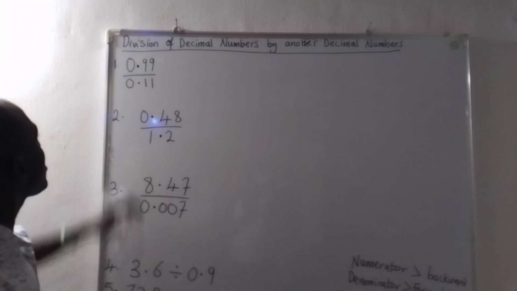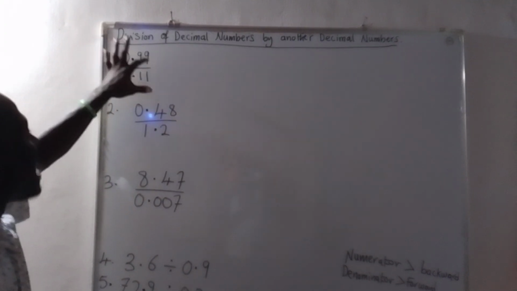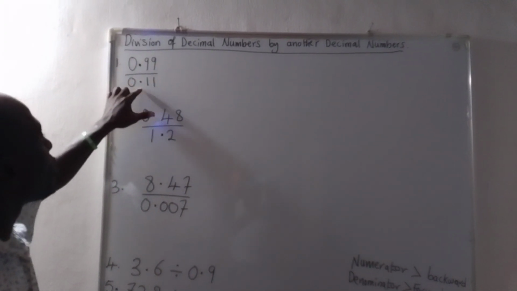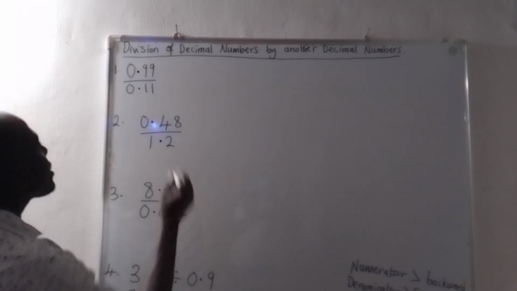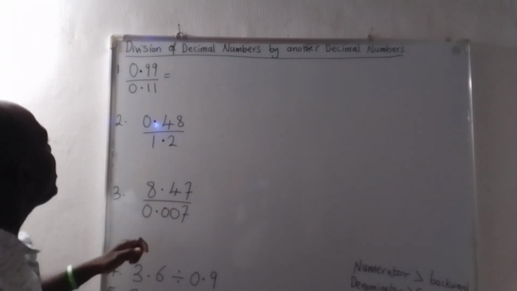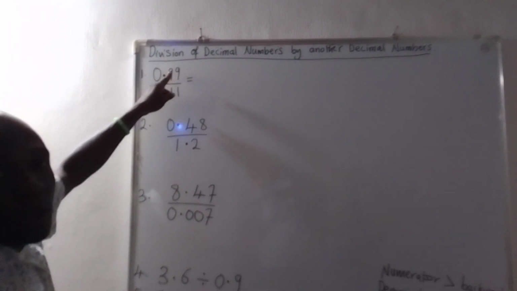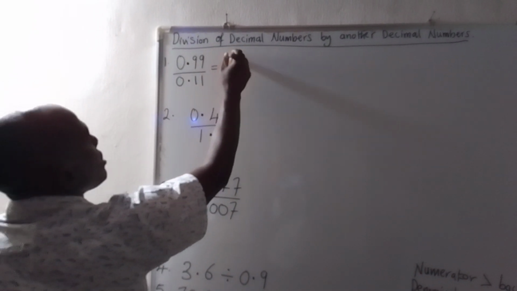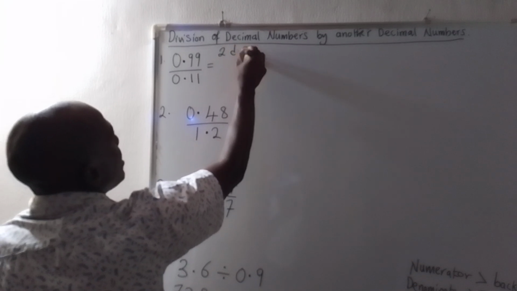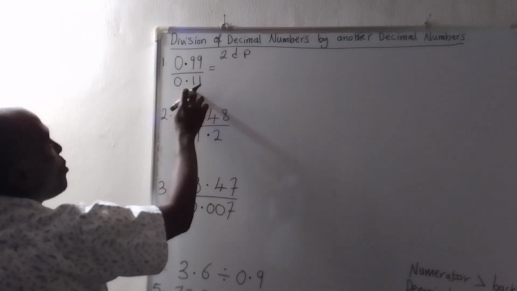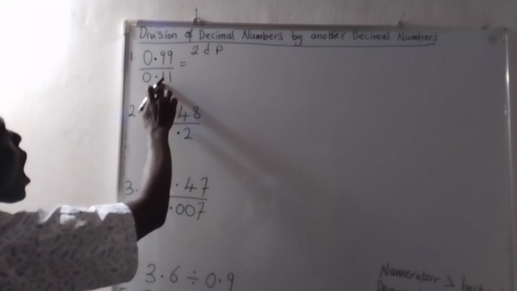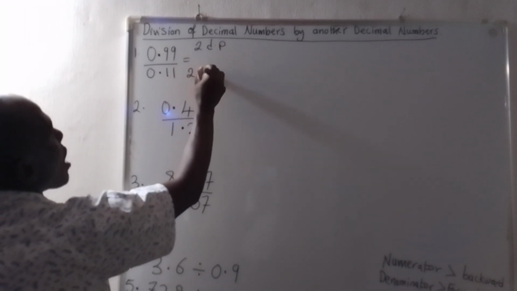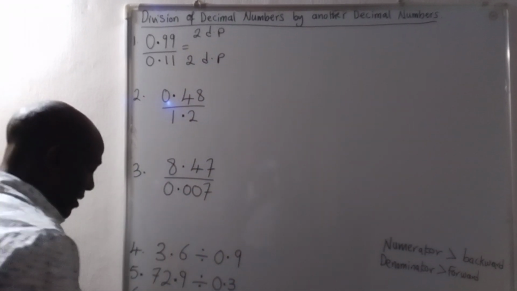Now, the first question says 0.99 divided by 0.11. The first thing a child needs to do is count how many decimal places this number has. This one has 1, 2, which means it has 2 decimal places. The down number, the denominator, has how many decimal places? 1, 2. The down number also has 2 decimal places.